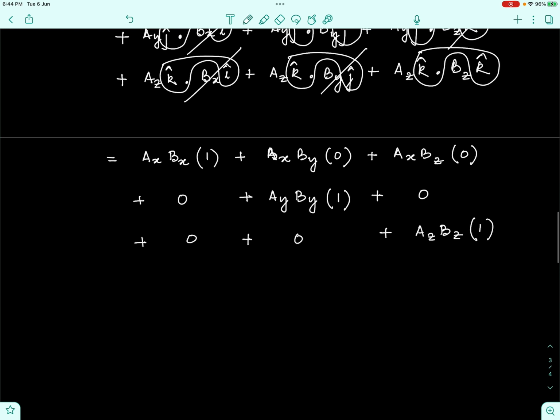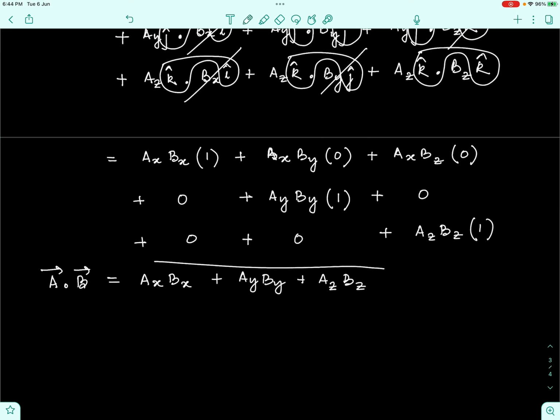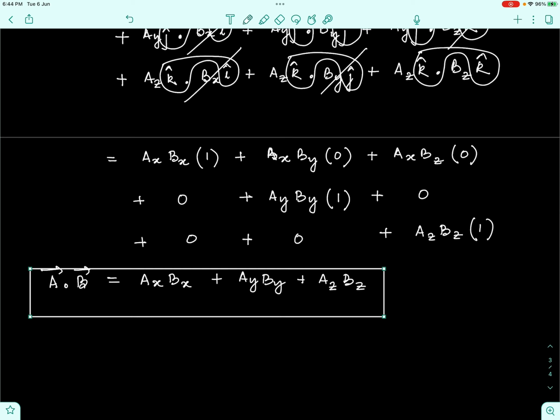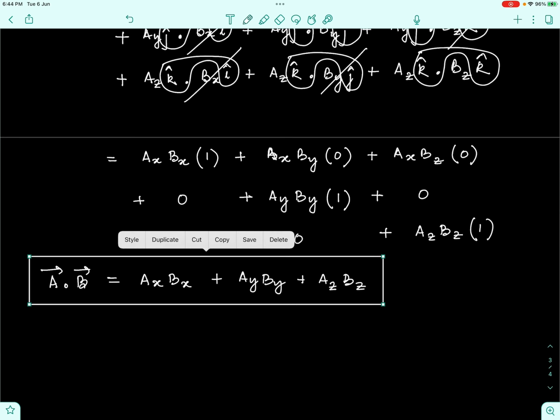See carefully that we are just left with 3 terms from the whole expression here. These are ax bx plus ay by plus az bz, and this is what we are getting as the value of a dot b. So this becomes our new formula, another formula rather, for the dot product of 2 vectors when the 2 vectors are given in their rectangular component form.